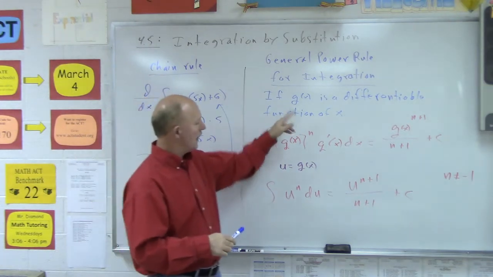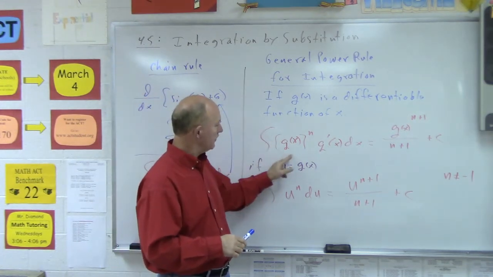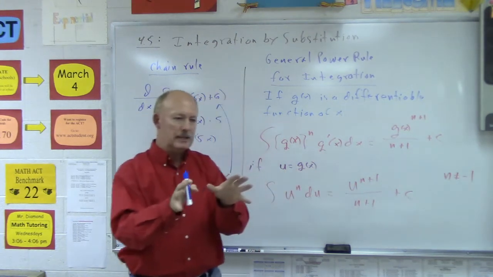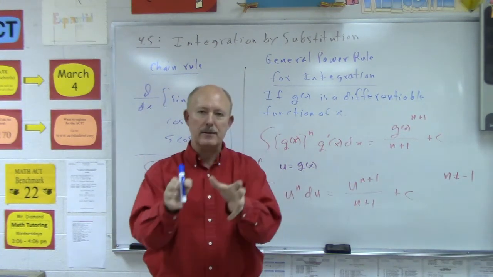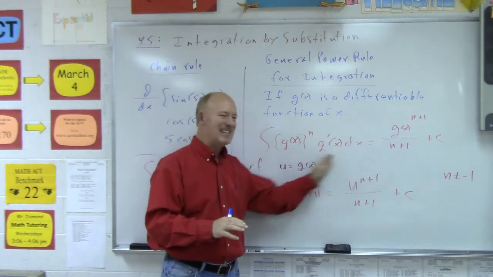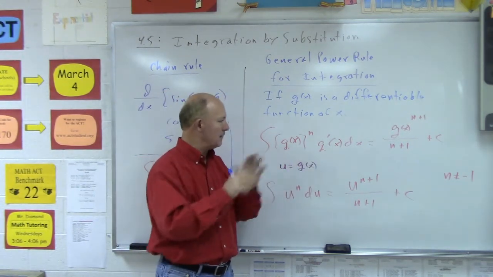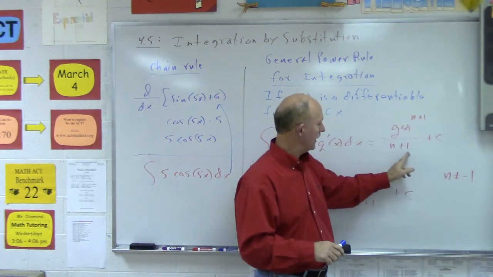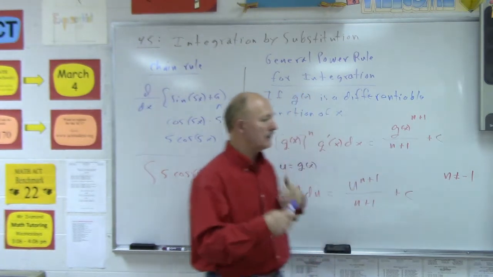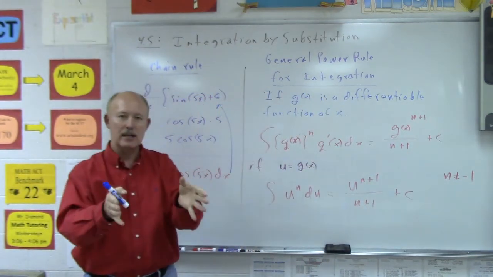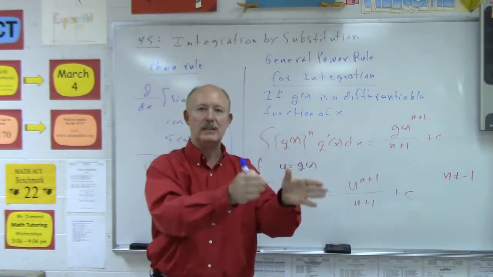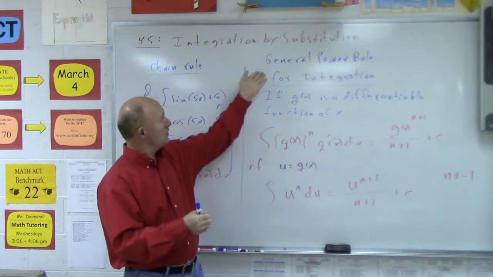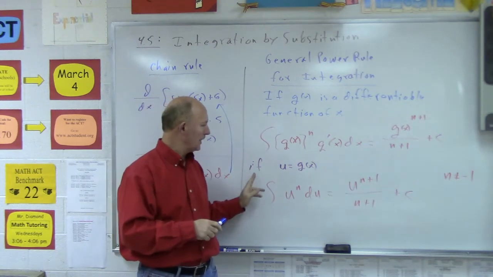What the general power rule says is, if you integrate g of x to the n power times the derivative of g of x, so you can see the derivative in the same integral, you get g of x to the n plus 1 power divided by n plus 1, plus your constant of integration. These are indefinite integrals, so we have to remember to add plus c each time we find an indefinite integral.